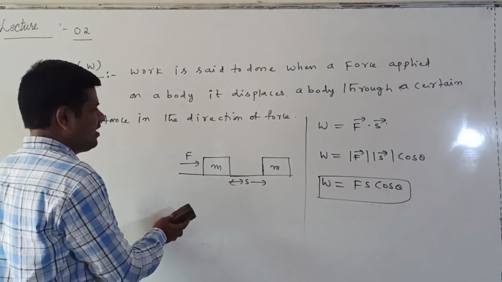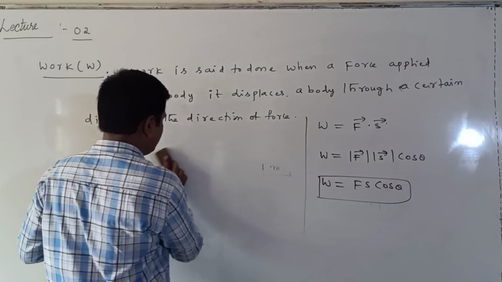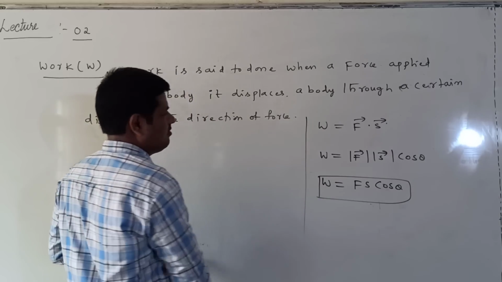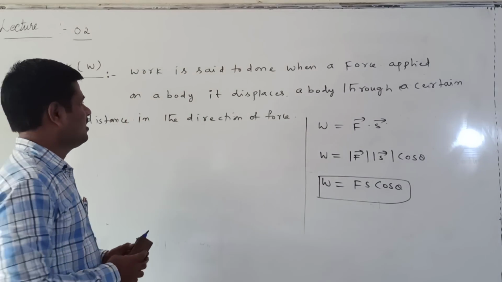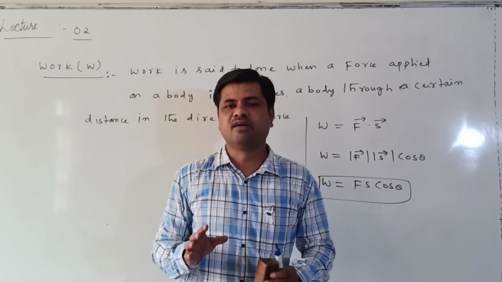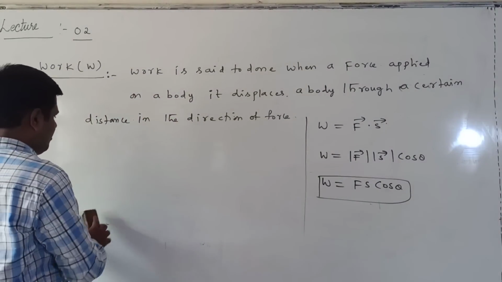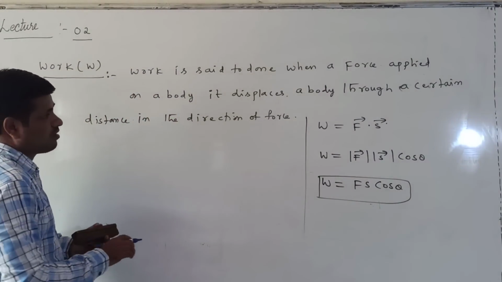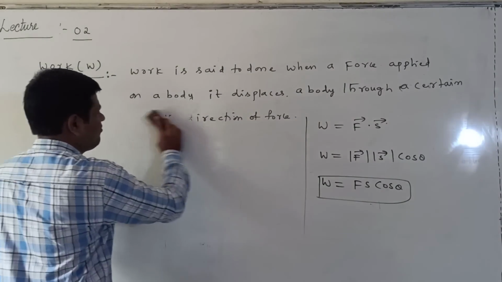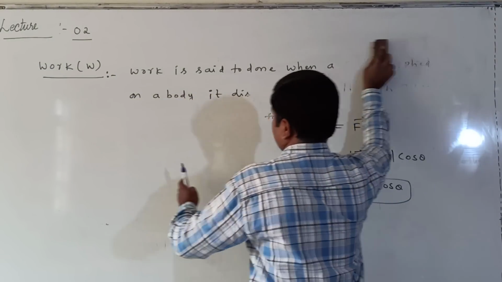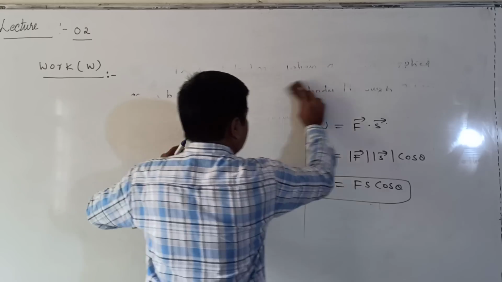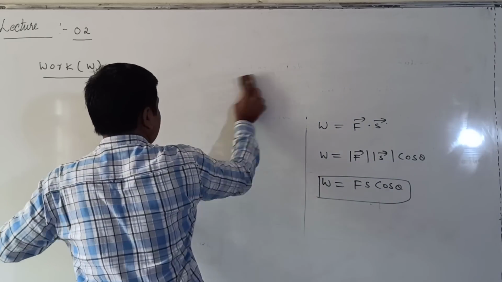Next we are defining the work done in another way. This is the first method of defining the work done. Here, see here, this is another method I am defining. We are defining the work here in two methods.